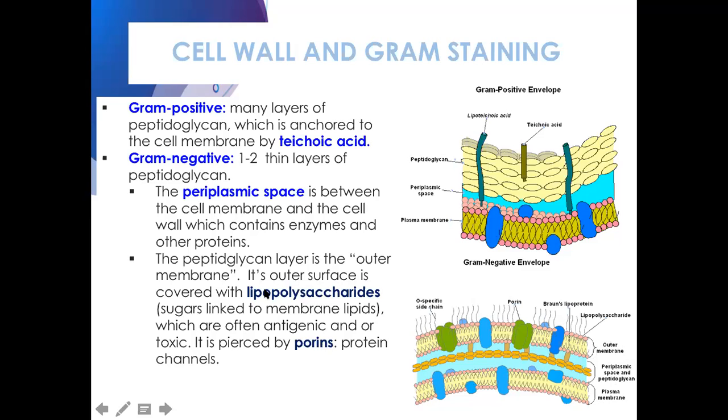An important thing to note is the outer membrane of the cell wall, whose outer surface is covered with lipopolysaccharides. As the name implies, it consists of sugars linked to membrane lipids. So these are the lipopolysaccharides, these pink granules on this side.